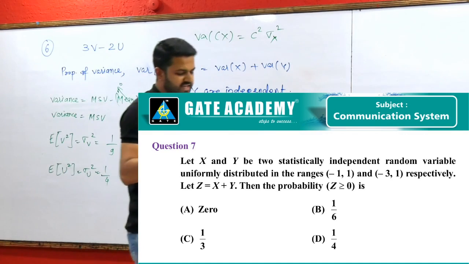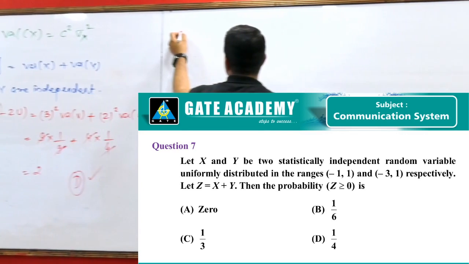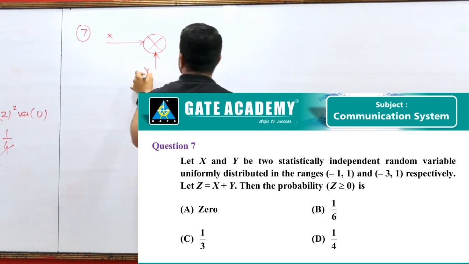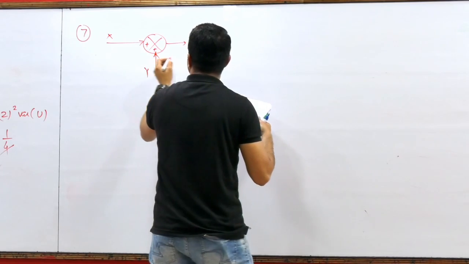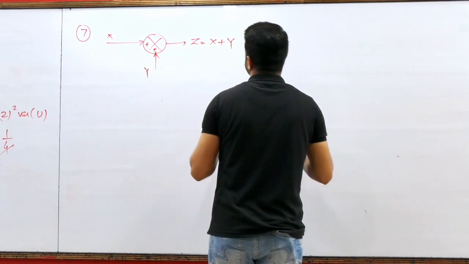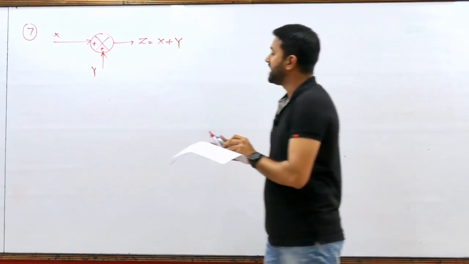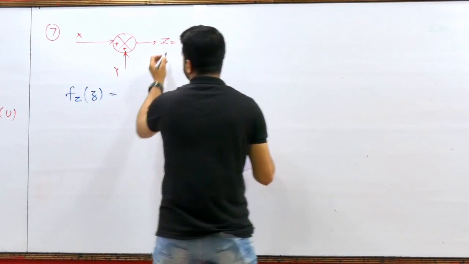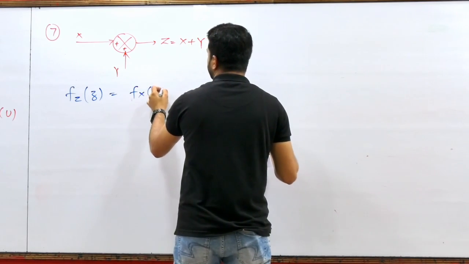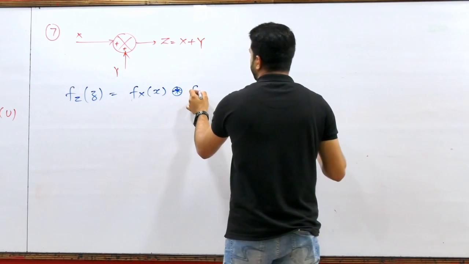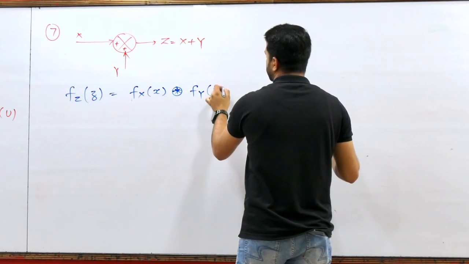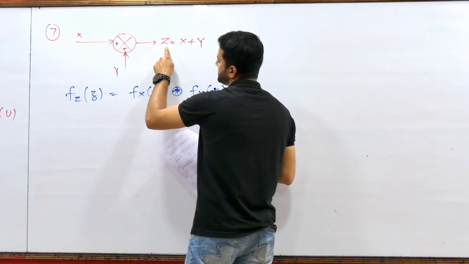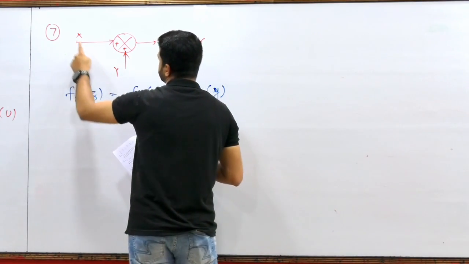Question number 7: let x and y be two statistically independent random variables. If two statistically independent random variables are added together to form another random variable z, which is the sum of these two, then the density function of z is the convolution of the density functions of the individual random variables, fx of x and fy of y. So the density function of the output random variable is the convolution of the individual PDFs.